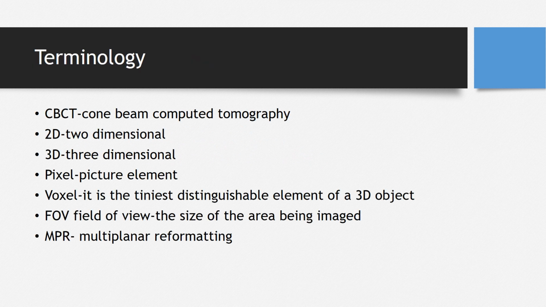Terminology before we start the lecture: first of all CBCT itself, two-dimensional, three-dimensional, pixel, which is a picture element, voxel, which is the tiniest distinguishable element of a 3D object, FOV, field of view, the size of the area being imaged, and MPR, that is multiplanar reformatting.